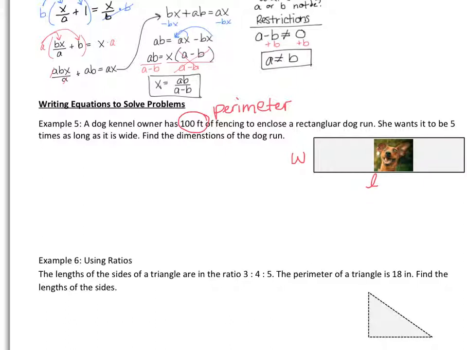So that whole 5 times as long as it is wide. If width is W, then length is going to be 5 times W. Length is going to be 5 times the width.